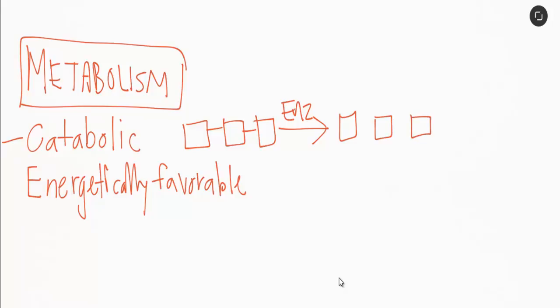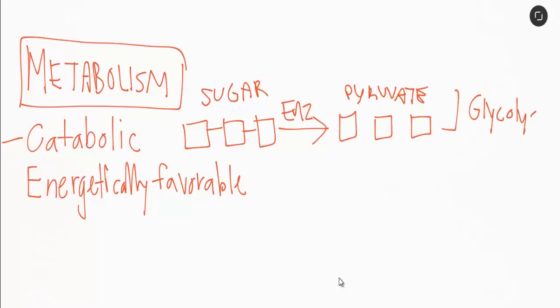So for example, if we have a sugar here, we're going to break it down into pyruvate, and that is what we do with glycolysis. That's going to be the main focus of today. So glycolysis, like I said, is going from glucose to 2 molecules of pyruvate.